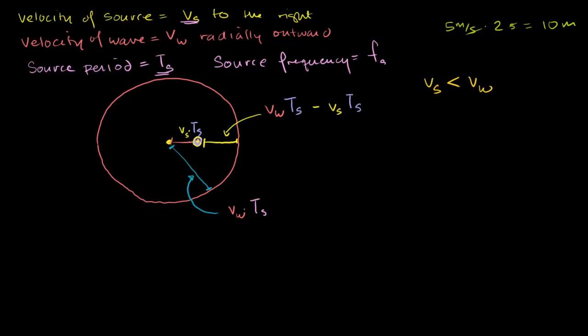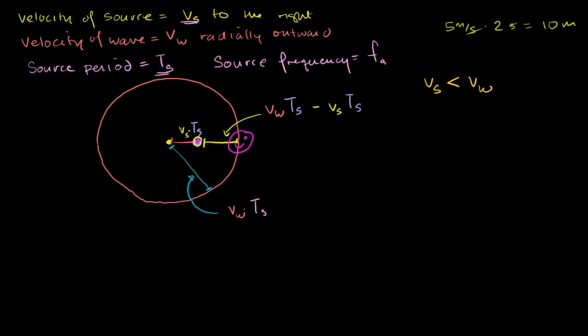So let me ask you a question. If you're the observer, you're sitting right over there, and you've just had that first crest. At that exact moment, that first crest has passed you by. How long are you going to have to wait for the next crest? How long until this one that this guy's emitting right now is going to pass you by? Well, it's going to have to cover this distance.